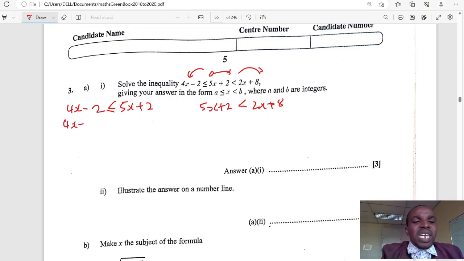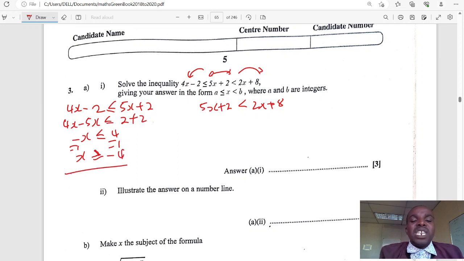So it will be 4x minus 5x less than or equal to 2 plus 2. Then it will be minus x less than or equal to 4. Then you divide by minus 1, and that's why the sign differs now. Whenever you divide with a negative number, the sign changes direction. So it will be x greater than or equal to minus 4. That's the first part. Then for this one, you say 5x minus 2x, collect like terms, less than 8 minus 2. It will be 3x less than 6. Divide by 3, you get x less than 3.